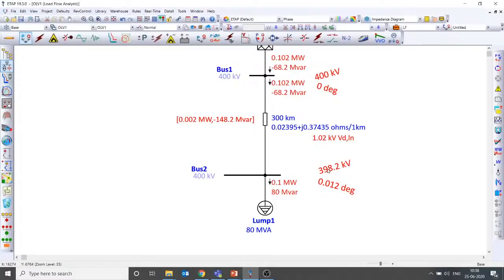It means if you are going to plan a 300-kilometer transmission line, the shunt reactor which you need to put at the sending end and receiving end can be identified using load flow analysis.